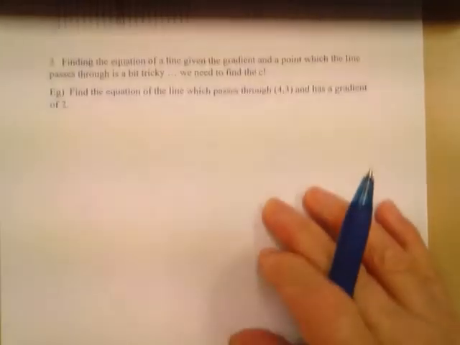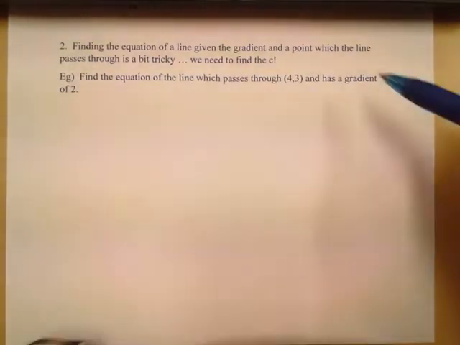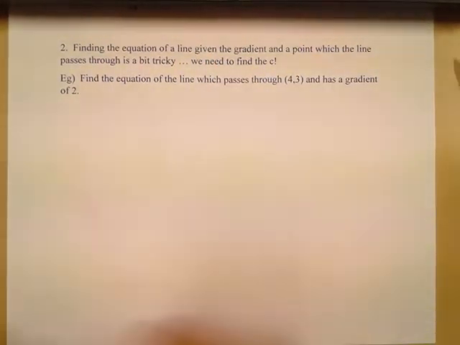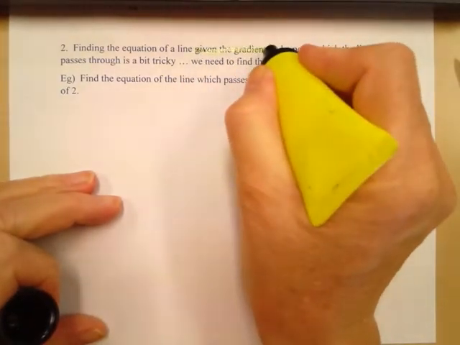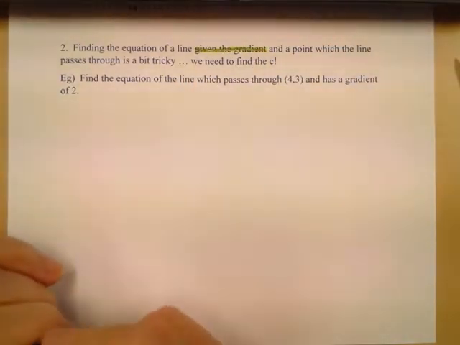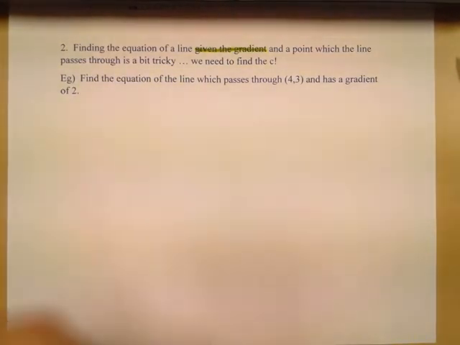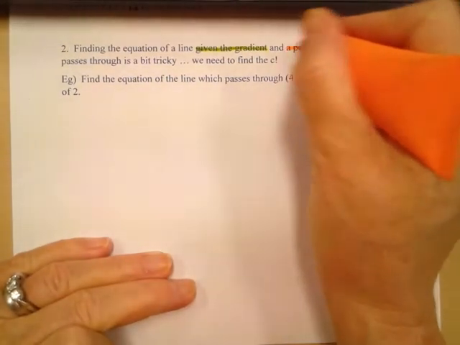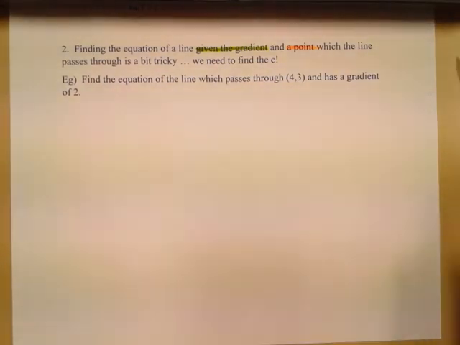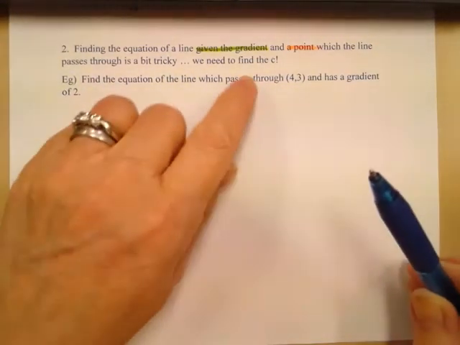Okay, let's go to the next one, number 2, which says finding the equation of a line when we're given the gradient and a point. So we're given the gradient and a point which the line passes through. So this is kind of tricky because we have to find the c.